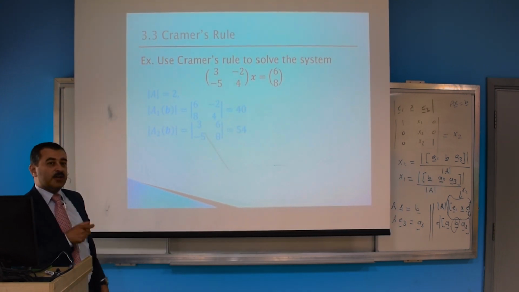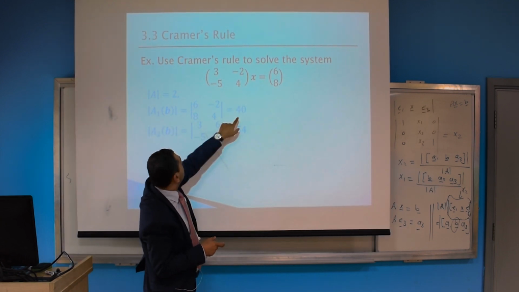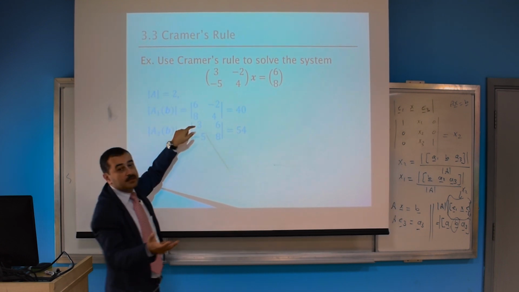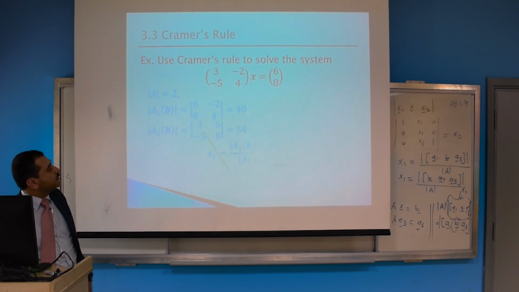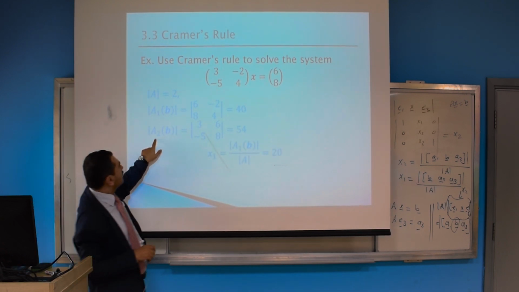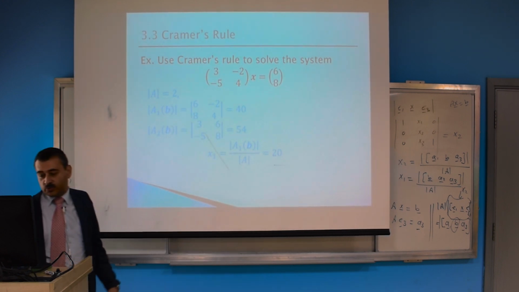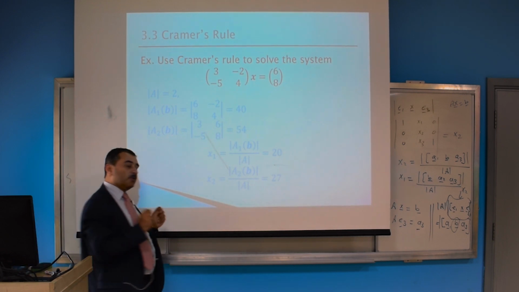So to find x1 equal to the determinant of A1 of B over the determinant of A, which is 40 over 2, which is 20, and x2 is the determinant of A2 of B over the determinant of A, which is 27. So you have here a closed form for each variable.